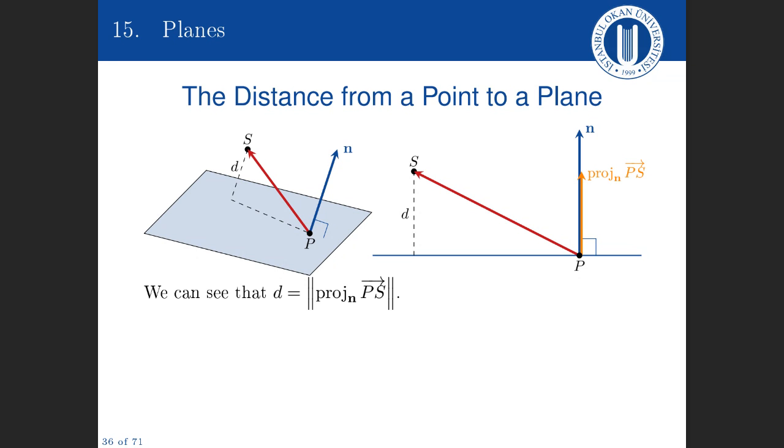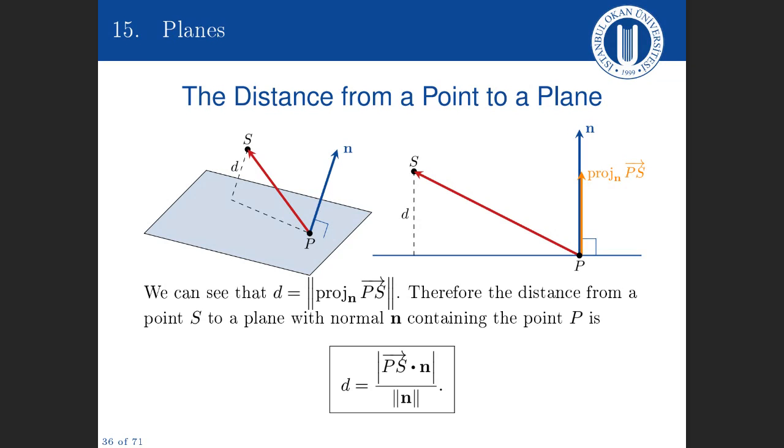So the distance from a point to the plane is the same as the norm of the projection of PS onto n. We have a formula for the projection of a vector onto a vector from last week. So the distance from a point S to a plane with normal n containing the point P must be the absolute value of PS dot n divided by norm of n. This is our formula.